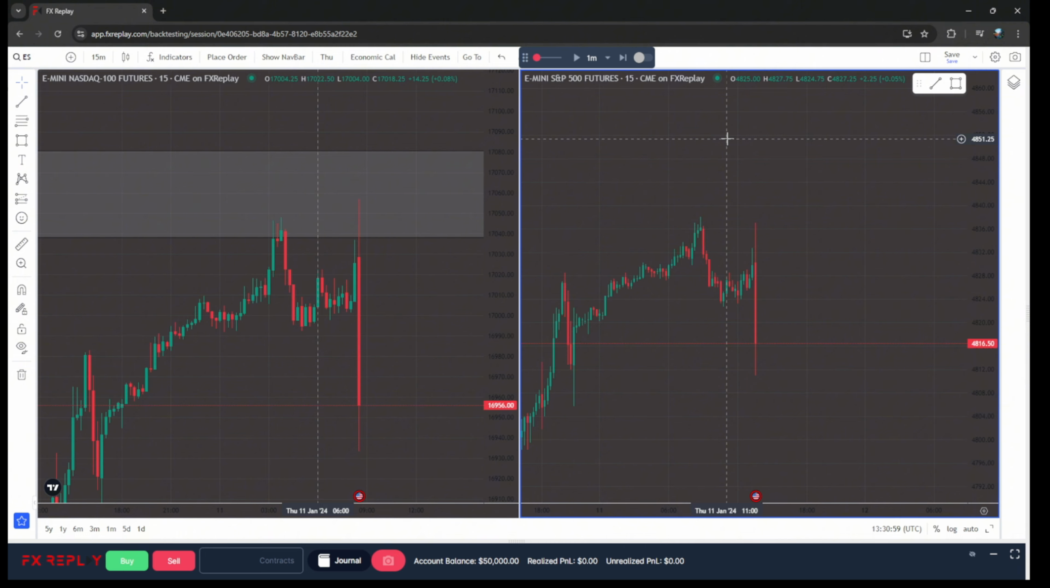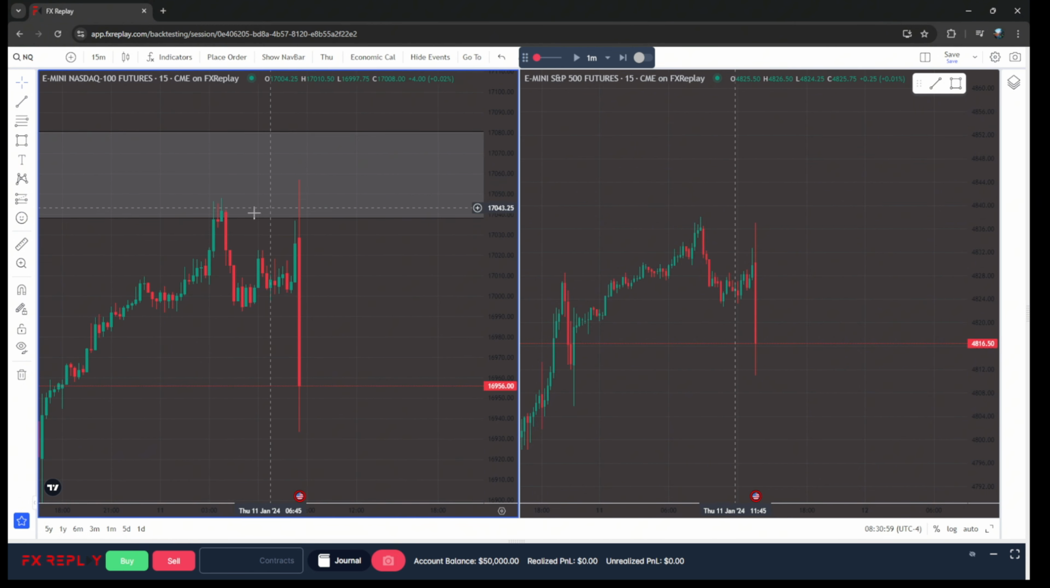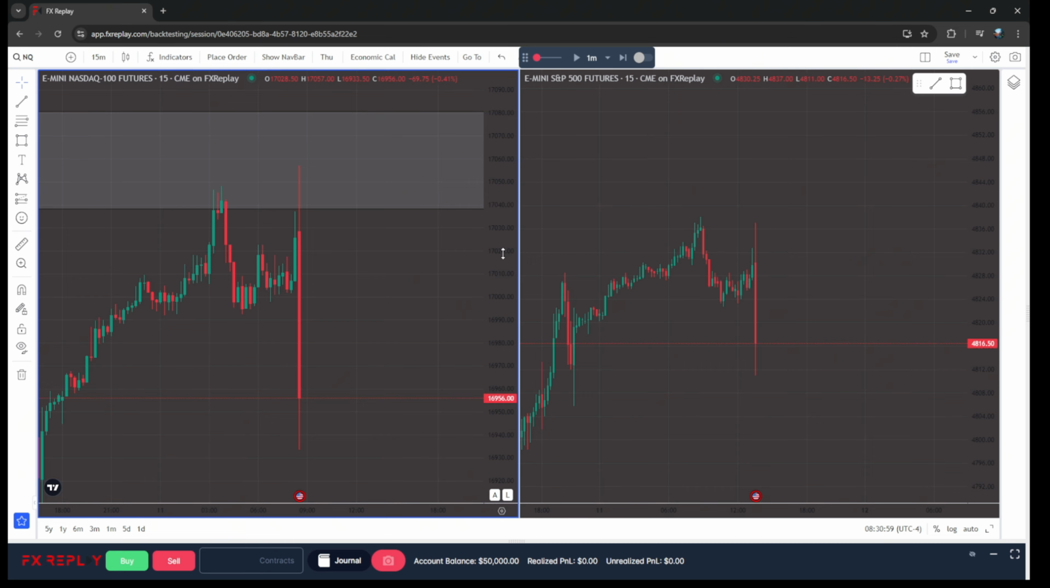Okay, so here's another example of an SMT. Here we had NASDAQ reach up into a daily fair value gap. With this, it created a higher high. We look at ES, it created a high and a lower high, creating the SMT. Just another example.